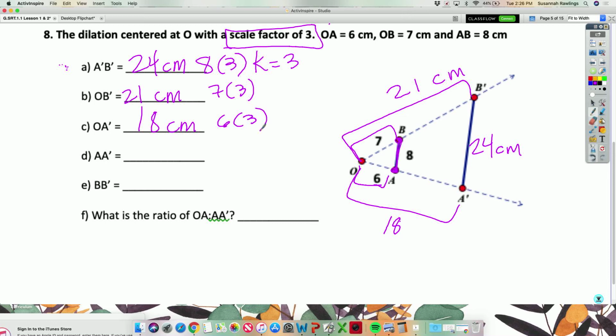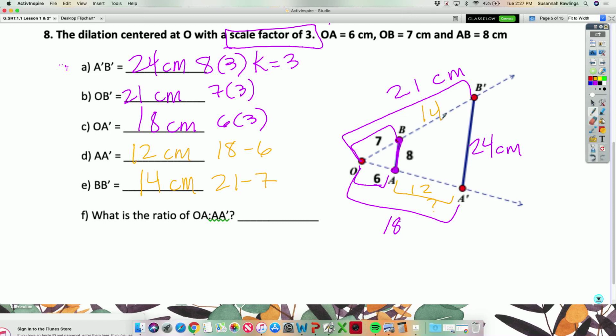Okay, look at the next one, A to A prime. Do we know that? Well, we don't know it, but we can figure it out. How? 18 minus 6. Good, we have the whole segment and this little piece, so we're just going to subtract 18 minus 6 to get 12 centimeters. Okay, so go ahead and fill in B to B prime. What are we subtracting there? 21 minus 7, so I get 14 centimeters.